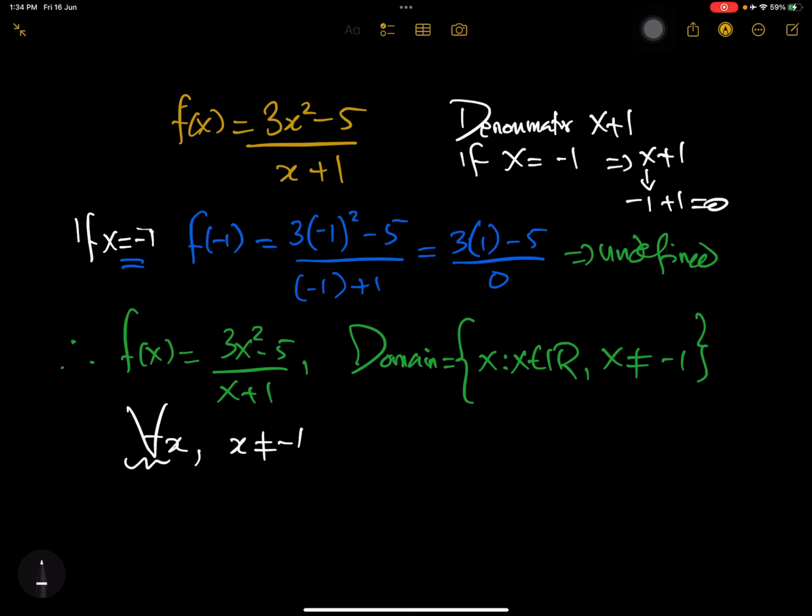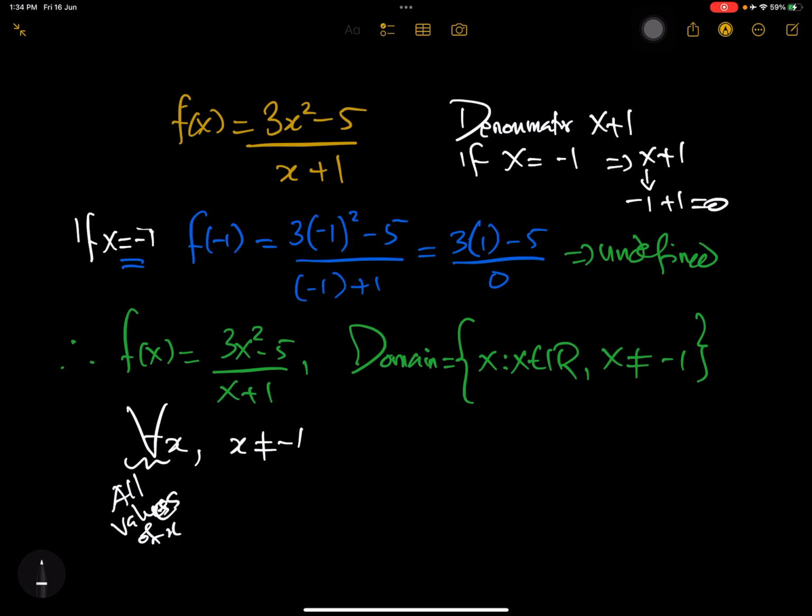This symbol is all values of x. That x cannot be equal to -1. I hope this helps. Now let's take a look at how to find the range.